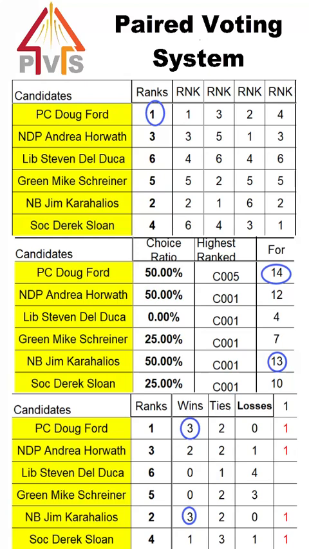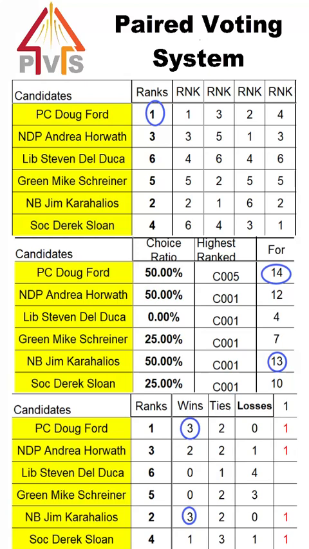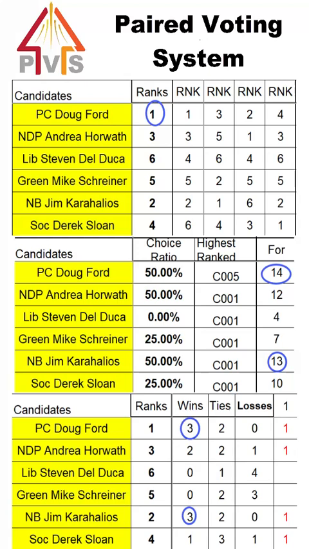Ford tied Karahalios in the number of wins, 3, and the number of ties, 2. However, Karahalios had 13 fours registered in his favor as opposed to 14 fours registered in Ford's favor. And so that swung the election in Ford's favor to earn Ford the number 1 rank.